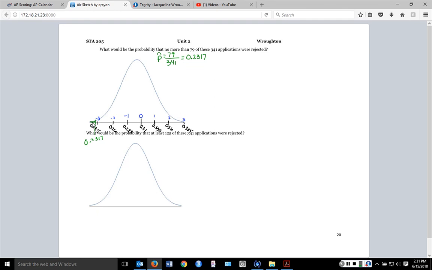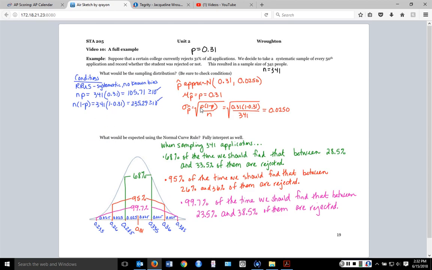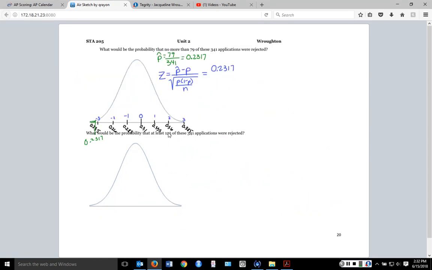So let's do the math, and then I'm going to erase those numbers so we don't have too much going on here. So if I look at my z formula, it's p hat minus p over the square root of p times 1 minus p over n. We have our p hat, it's that 0.2317. We have our p, that's our 0.31, or the number here that's in the middle.